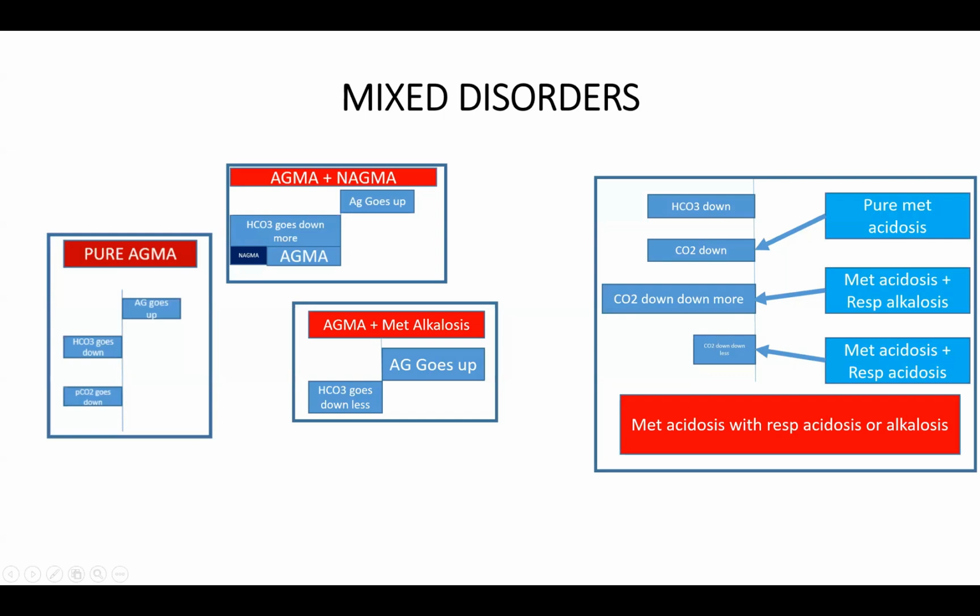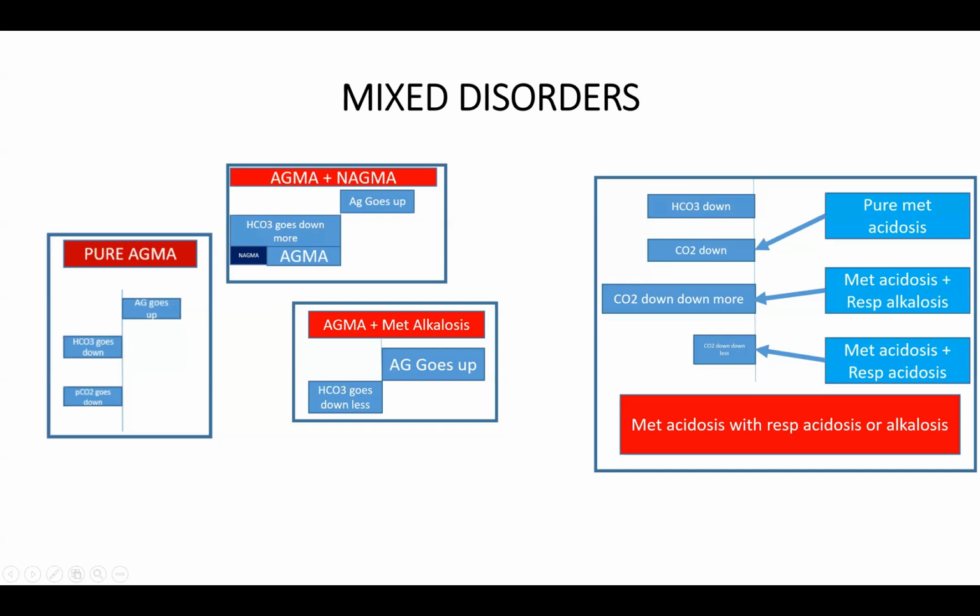Let's look at the other mixed disorders. So in pure metabolic acidosis, if bicarbonate goes down, now look at the panel on your right. If the bicarbonate goes down by 10, you expect the PCO2 to go down by 10. So if the bicarbonate went from 24 to 14, you expect the PCO2 to go down from 40 to 30. So that is pure metabolic acidosis with the right amount of respiratory compensation.